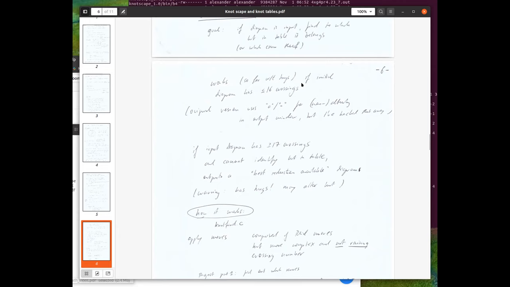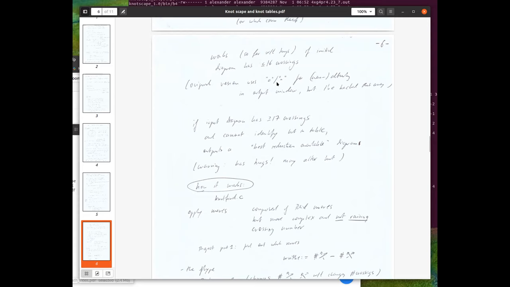And I again changed this from the original version that you can download on Thistlethwaite's website. It puts these A and N identifiers for alternating, non-alternating. I changed this because I did not like that. So it will simply output the knot as it is in the table.